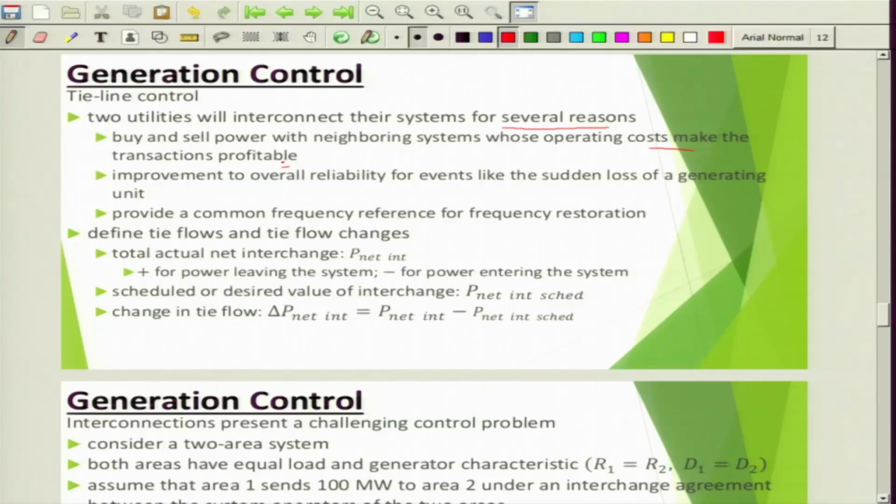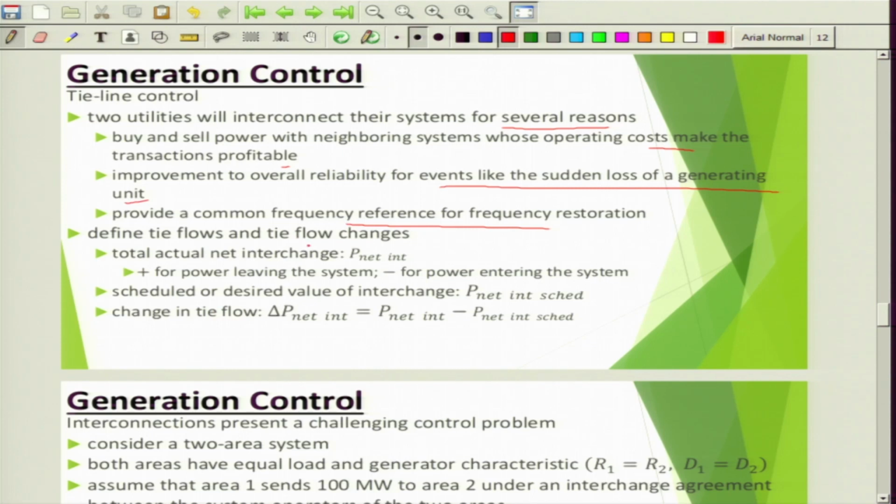Such an agreement. Another reason is improvement to overall reliability for events like the sudden loss of a generating unit. Even though there is no regular power exchange, you still get interconnected. In emergency scenarios, can we have a rerouting of power if there is a fault or for any other reason? To improve reliability, we can have this interconnection. It also provides a common frequency reference for frequency restoration.